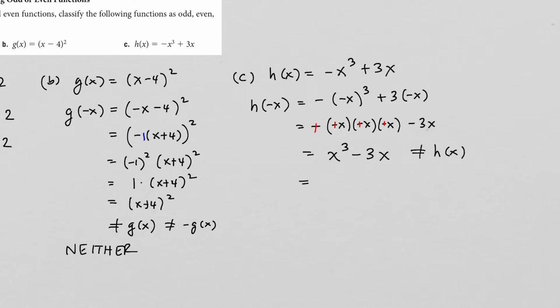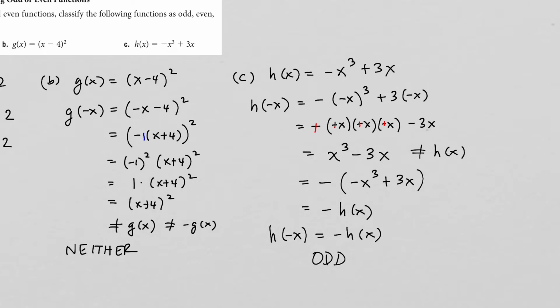However, if you factor a negative out of this, you would get negative x cubed plus 3x, right? So when you factor a negative out of these terms, they just become the opposite of what they were. But now notice that this is the same as your original function. So this is equal to negative h of x. So when h of negative x is the same as negative h of x, we say that this function is odd.